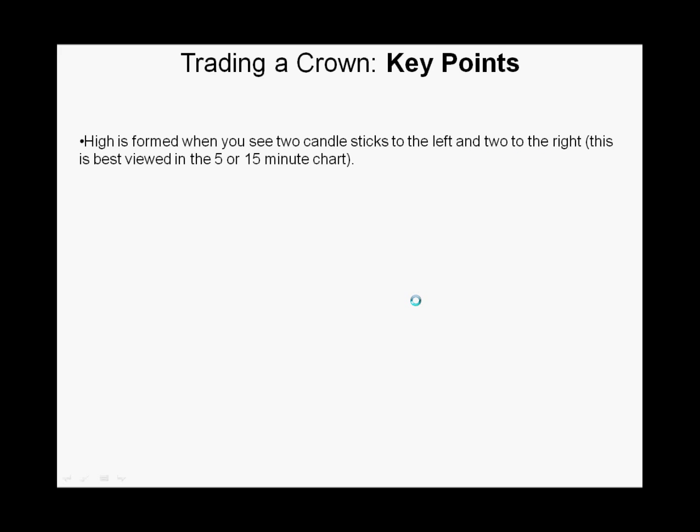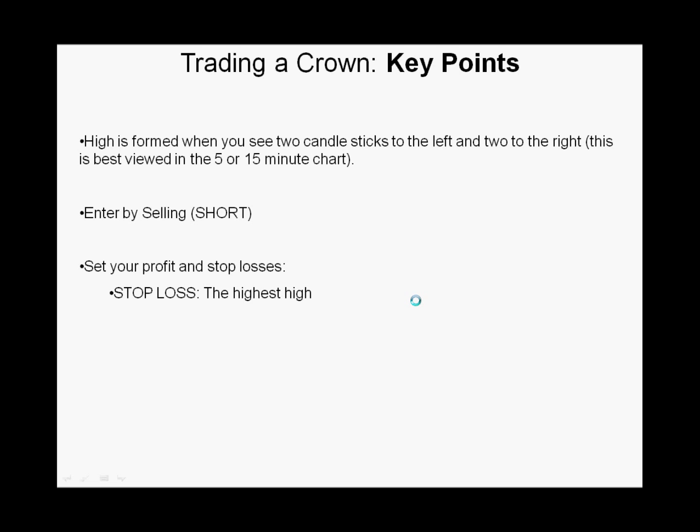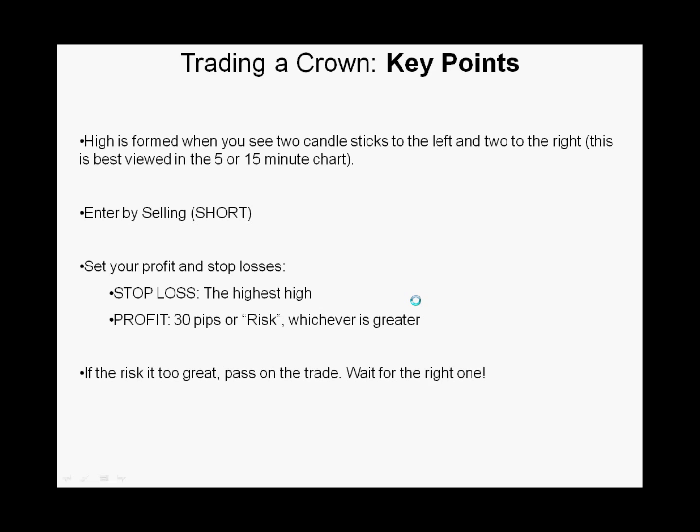A high is formed when you see two candlesticks to the left and two candlesticks to the right. You're going to enter by selling. You're going to set your profit and stop losses. Your stop loss is going to be the highest high. Profit is going to be 30 pips, or risk, whichever is greater. And if the risk is too great, you don't want to go on the trade. You always want the market to hit either the 62 or the 79% Fibonacci level.